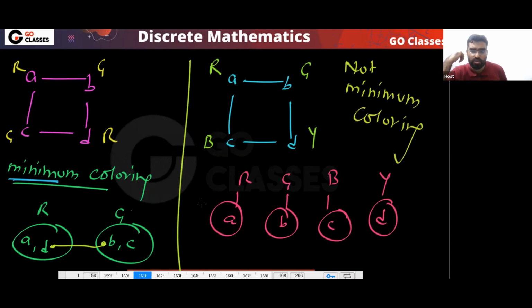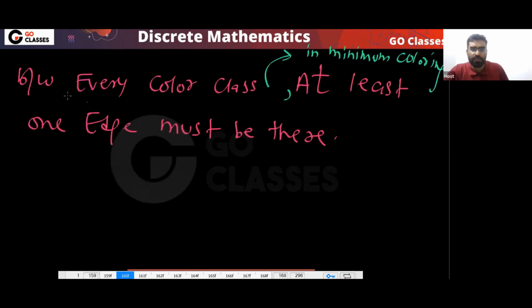Now you can notice there is no edge between these two. For example, there is no edge. So are you getting my point? So if you have between every color class, in a minimum coloring, this is important, at least one edge must be there between every two.